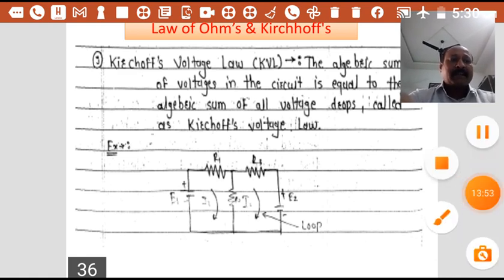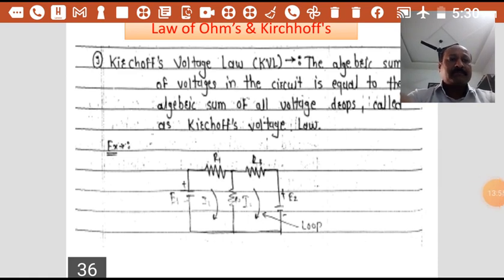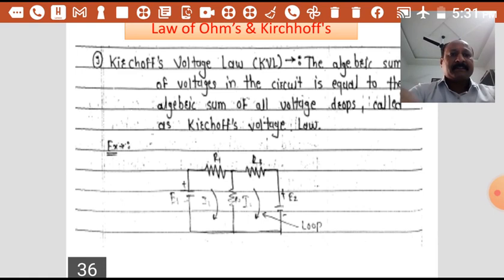The algebraic sum of voltages in the circuit is equal to the algebraic sum of voltage drops, called Kirchhoff's voltage law. To understand the statement of Kirchhoff's voltage law, we have a simple circuit.